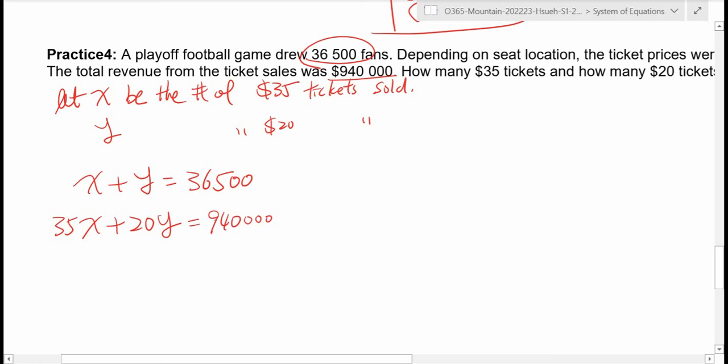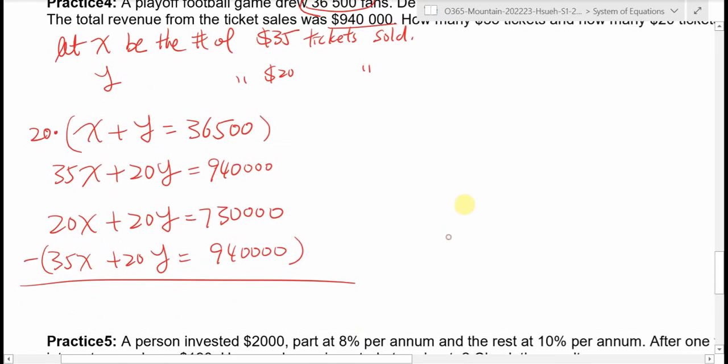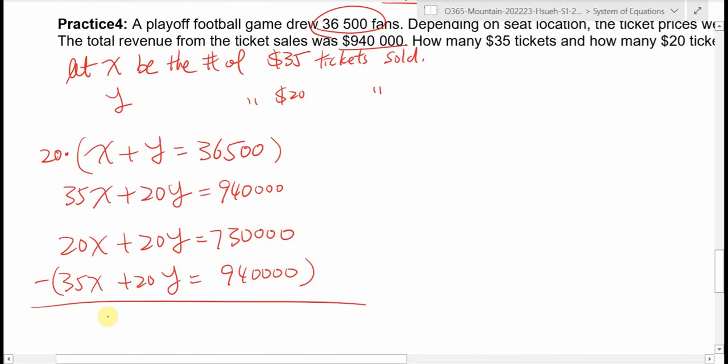So $940,000. I'm going to multiply the first equation by 20. So then I get 20x plus 20y equals 730,000. Double check. And then this is going to be 35x plus 20y equals 940,000. So then again, I can simply subtract these two equations. 20 minus 35 is negative 15x.